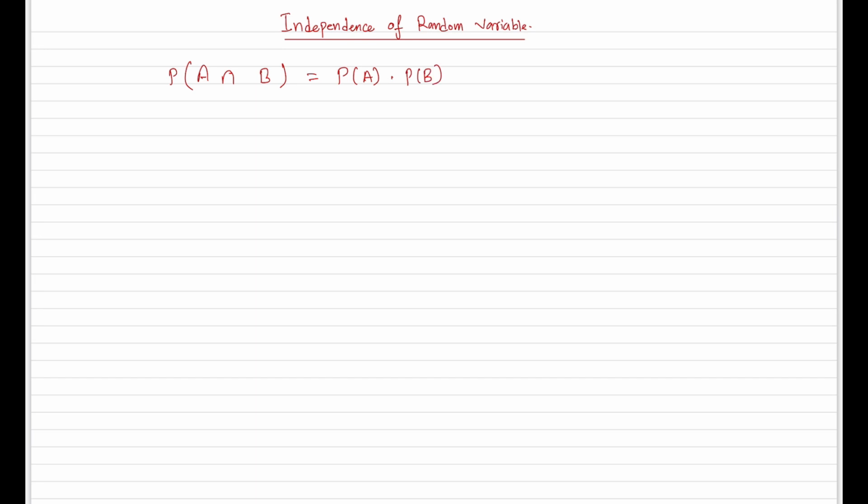And we have also seen the intuitive definition of these two events being independent. That is, under the event B, if I have to find the probability of event A, then that will be equal to the probability of event A. So intuitively, when you are told that B occurred, this doesn't change your belief about A. So this conditional probability of A is the same as the unconditional probability.